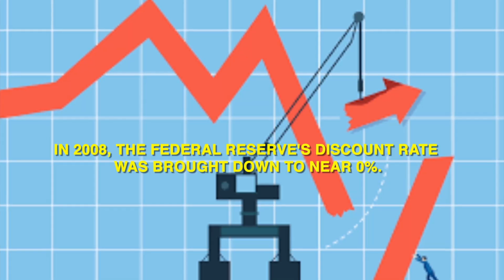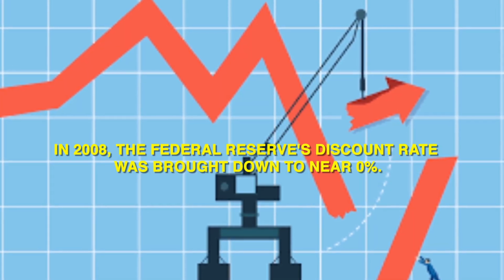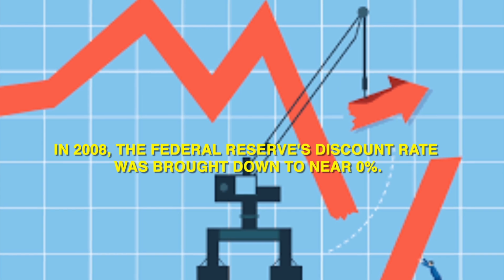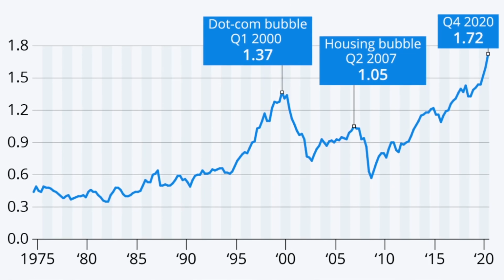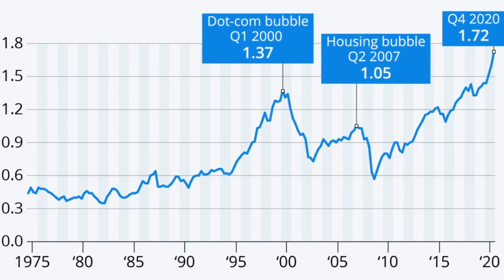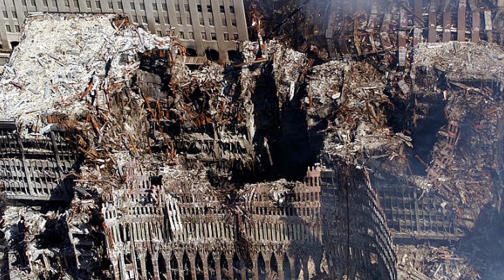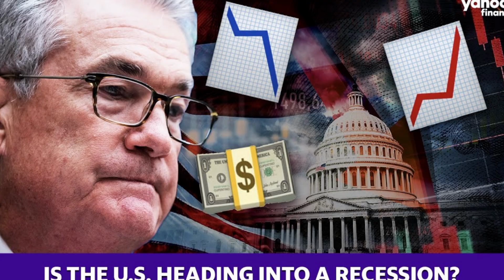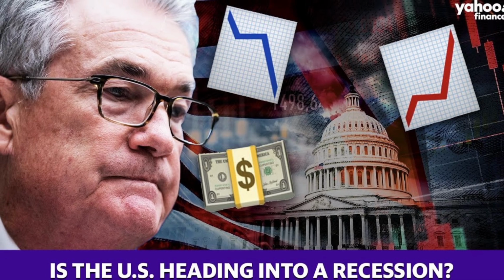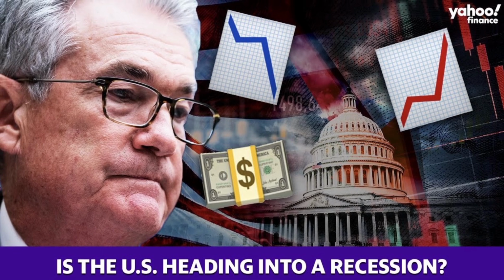In 2008, the Federal Reserve's discount rate was brought down to near 0%. The 2008 financial crisis triggered a significant policy response that included the implementation of near-zero interest rates and quantitative easing. These measures were aimed at stabilizing turbulent financial markets and jump-starting economic recovery on a broad scale.